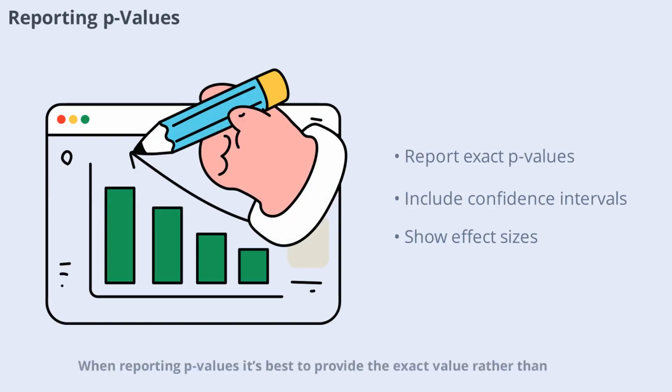In reporting p-values, it's best to provide the exact value rather than simply stating whether it's above or below a threshold. This gives readers more information and allows for a more nuanced interpretation. Additionally, reporting confidence intervals and effect sizes alongside p-values helps paint a clearer picture of the results.